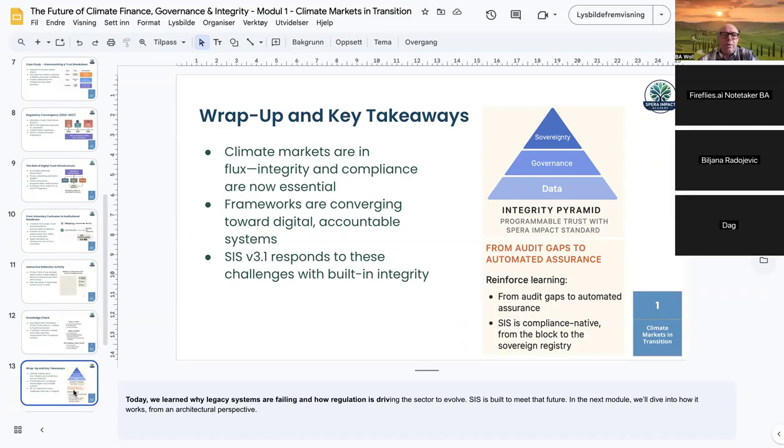We see that the frameworks are converging towards digital accountable systems. There are several entities out there in sort of our space, but nobody has gone as far as we have done. So if I was a bit bold, I would say that we have the highest quality possible on nature-based projects that will use our standard and our digital MRV system. And our response to these challenges is built-in integrity. So we go from audit gaps to automated assurance, and we are compliance native from block to the sovereign registry.